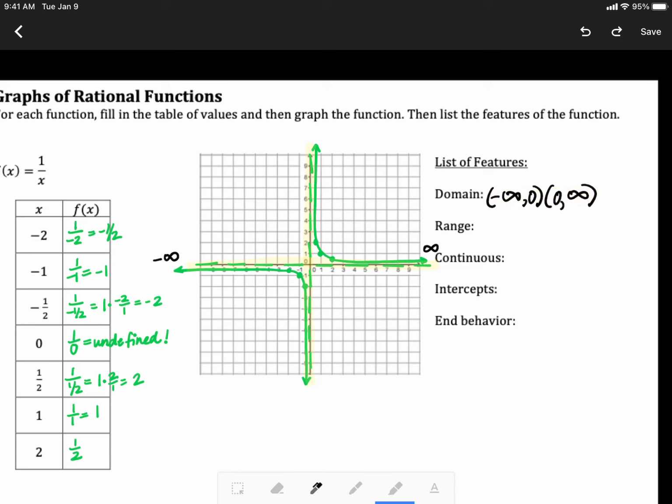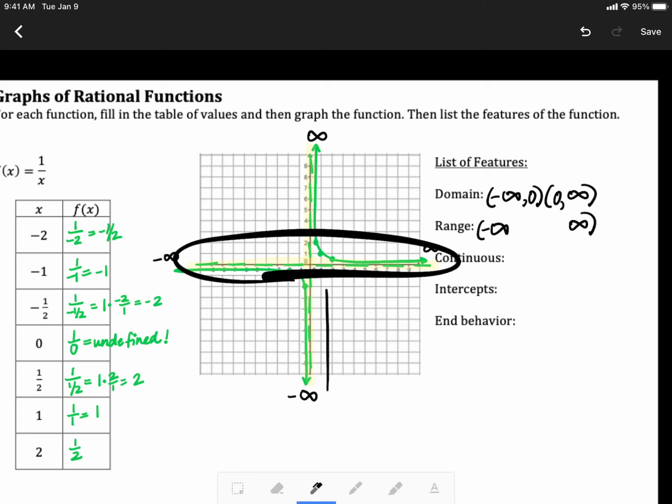Let's do the same for the range. Well, I see this arrow down here indicating that it does start way down at negative infinity, and I see this arrow up here saying that it does go off to positive infinity. So again, I think I'm encompassing all numbers. I think my range does go from negative infinity all the way to positive infinity, but I have this asymptote right here in the middle.